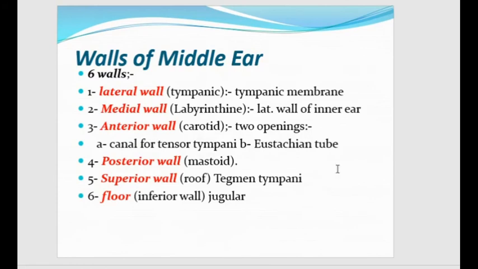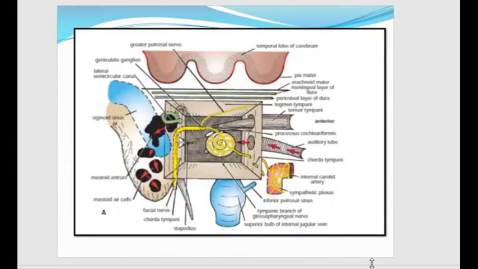The middle ear cavity has 6 walls. The lateral wall is the tympanic membrane. The medial wall is the inner ear. The anterior wall is the Eustachian tube. The posterior wall is the mastoid, the aditus ad antrum. The superior wall is the roof, related to the middle cranial fossa, called the tegmen tympani. The floor is related to the jugular bulb, the internal jugular vein. These are the walls.